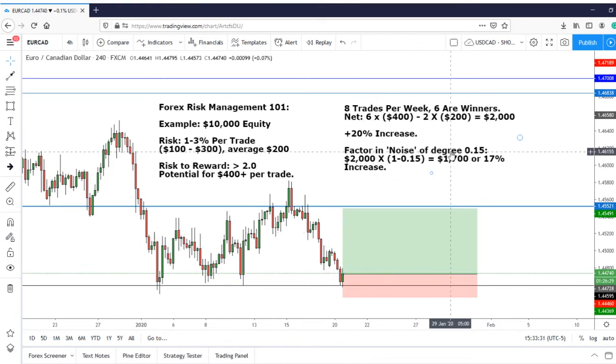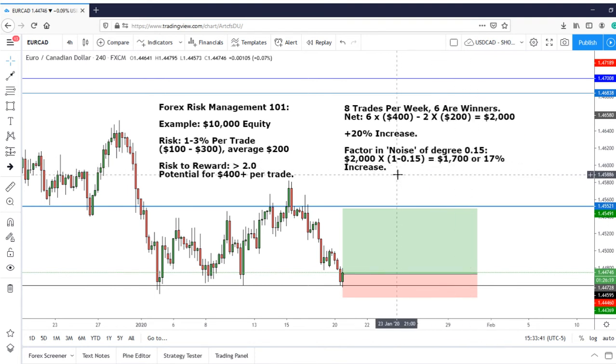If we factor in that noise with the 0.15 degree, you'll see that 2,000 times 1 minus that noise is equal to 1,700, or a 17% increase on your account, which is still really good. If you take that into consideration over a 4-week span or within a month, you're looking at almost doubling your equity. So that's how we do things at Forex Lens.